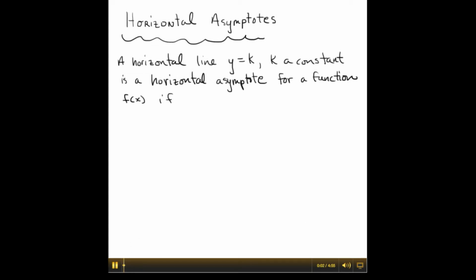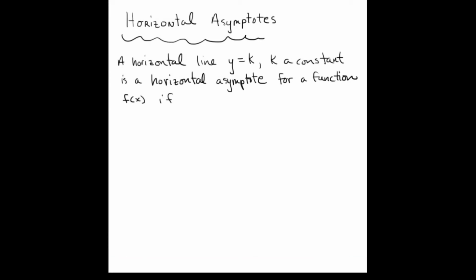We are going to explore horizontal asymptotes for rational functions in 3-part videos. In this first part, we are going to define what a horizontal asymptote is, what one might look like, and one particular rational function, f of x equals 1 over x, and its horizontal asymptote.